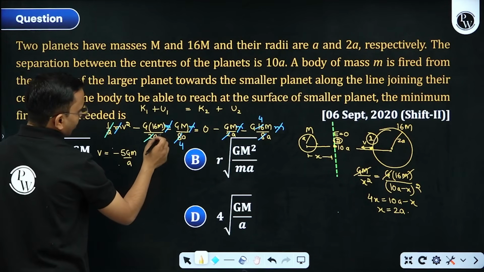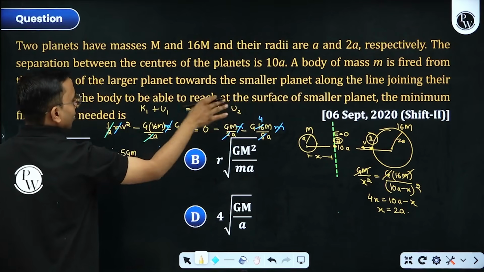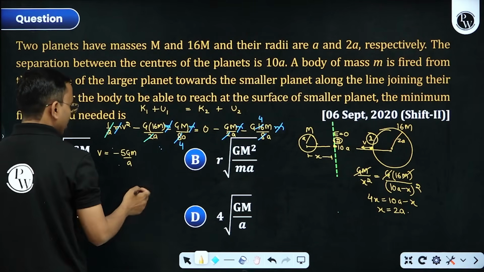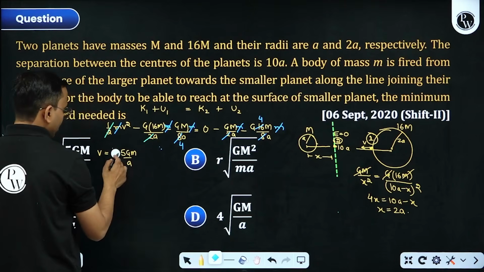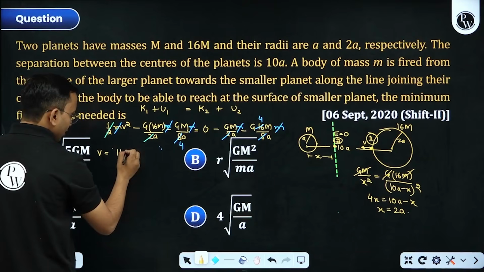And here we are having 16 Gm by A. So it will go on the other side, plus 16. So minus 5 plus 16 is plus 11. So it will become plus 11 Gm by A.